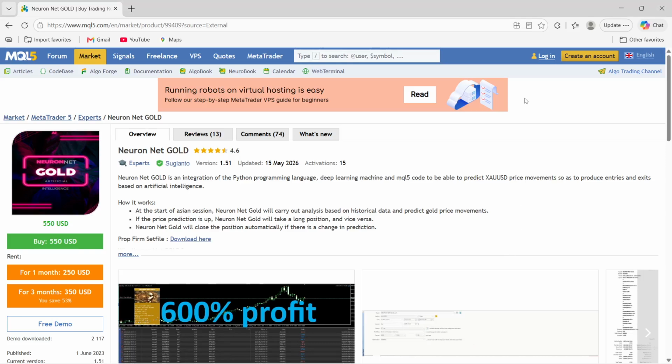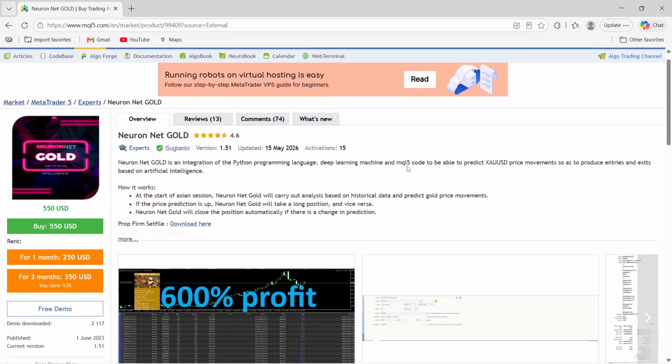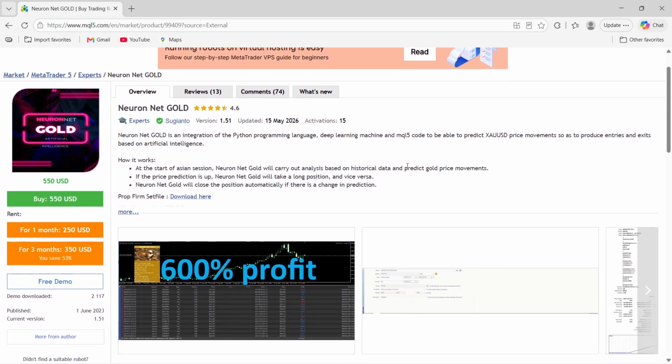Hello traders. In today's video, we're going to be taking a look at the Neuron Net GOLD EA for MT5. This one's priced at 550 US dollars and focuses exclusively on gold, XAUUSD, or similar symbols. It's marketed as an AI-powered system using deep learning predictions instead of traditional indicators or grids. Let's go through the developer's claims and what my backtest actually revealed.